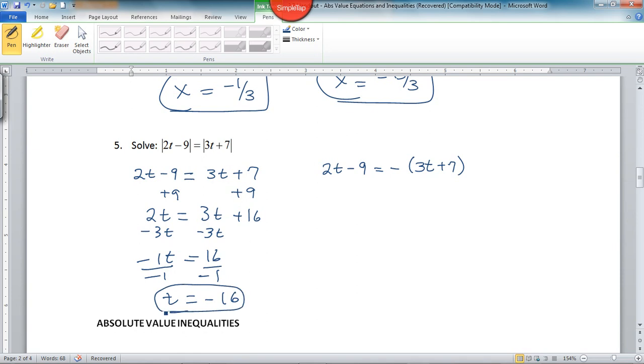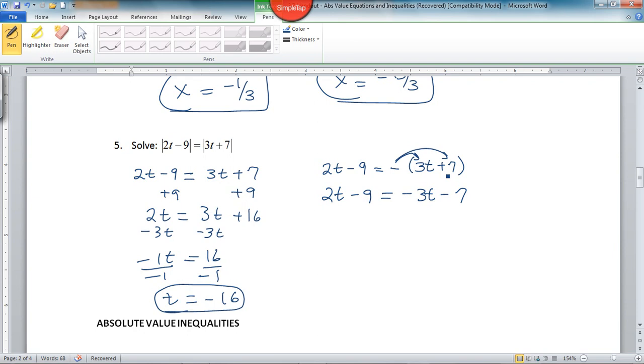Solution 2 over here, like I said, we're going to have to distribute our negative there on the right. So that's 2t minus 9 equals negative 3t minus 7. Negative times 3t is negative 3t. Negative 1 times 7 is negative 7.